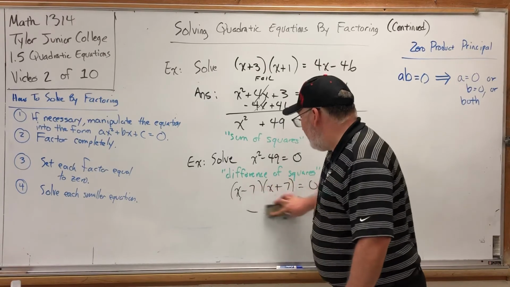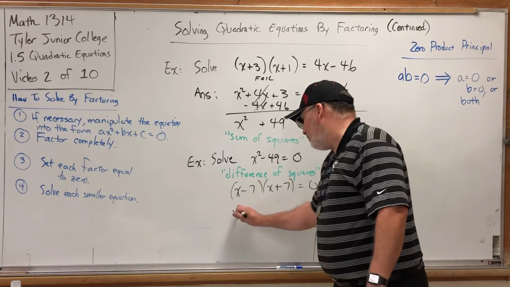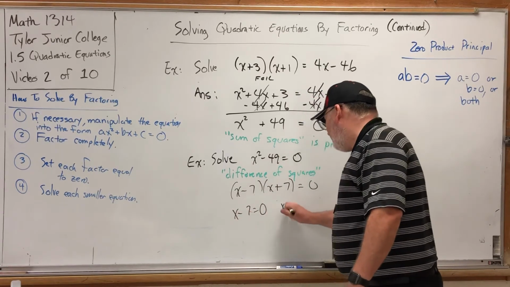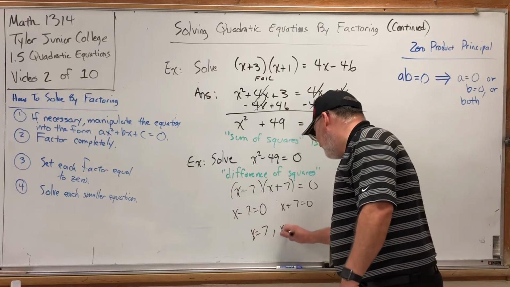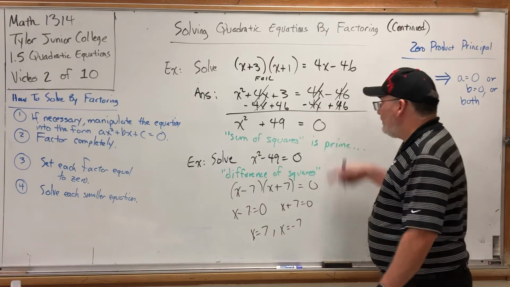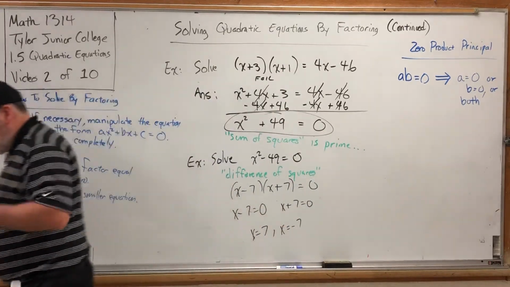So this is what was supposed to happen, at which point we would set each factor equal to 0 and get two solutions, x equals 7 and x equals negative 7. But what about the problem I got us into up here? What do we do with that? How do we solve that? Well, I'll give you a hint.